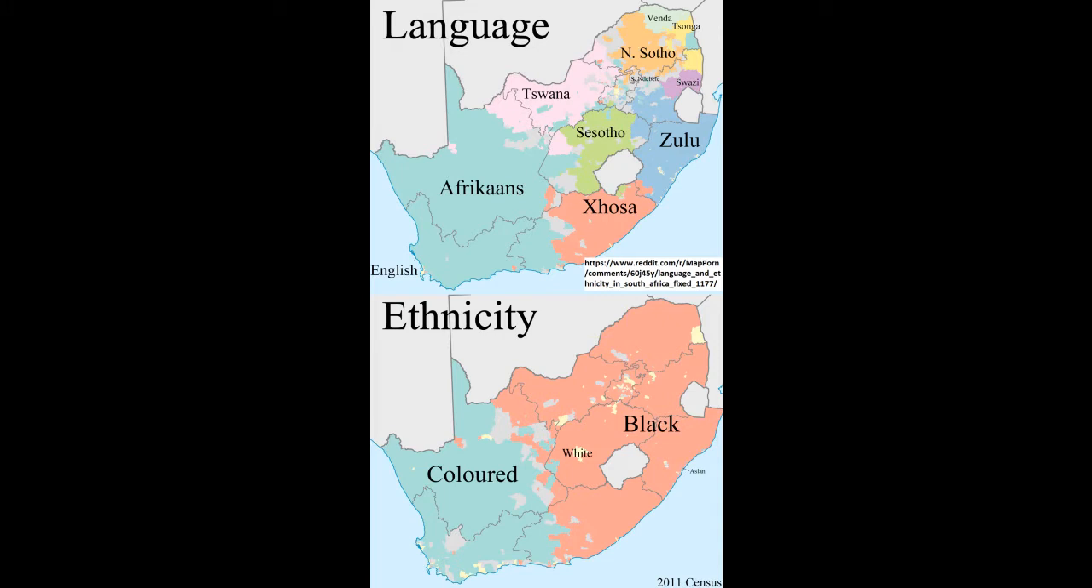Within these four racial groups there are also further divisions. For example, the white South Africans are generally divided between the Afrikaners, who are originally from the Netherlands and moved into the country in the 1700s, and British South Africans who have ties to Britain.